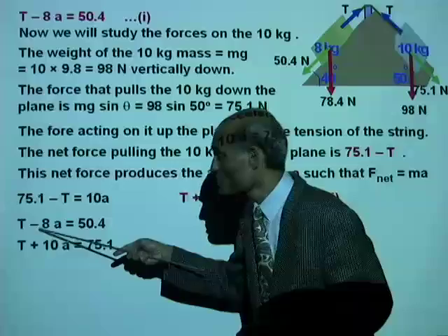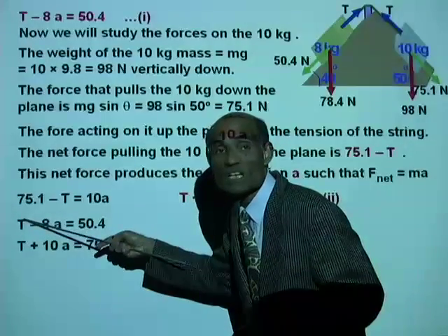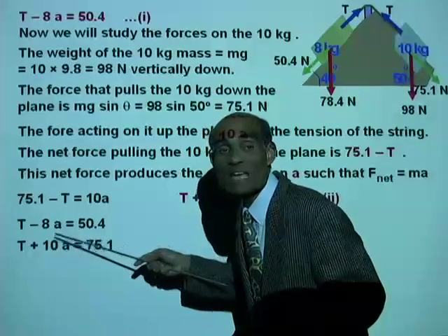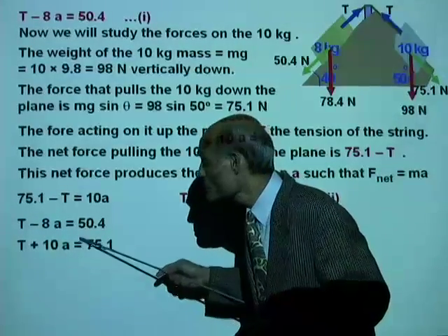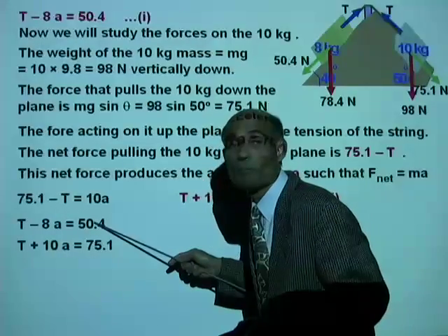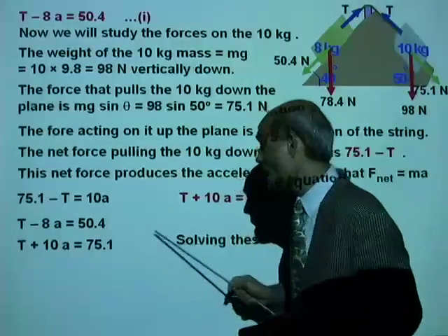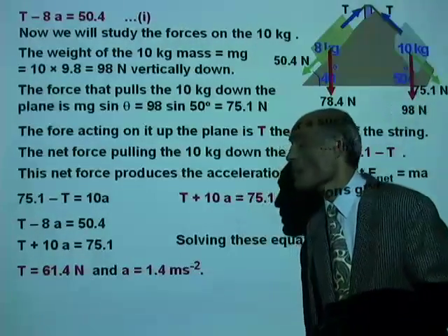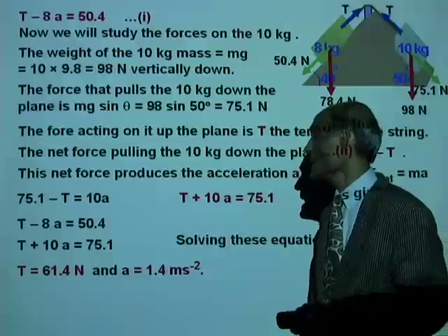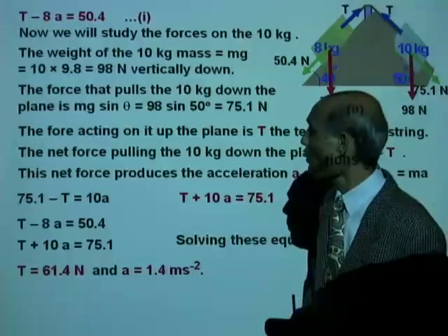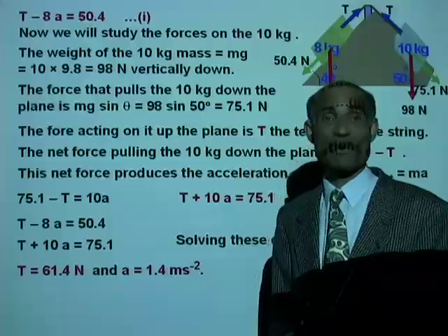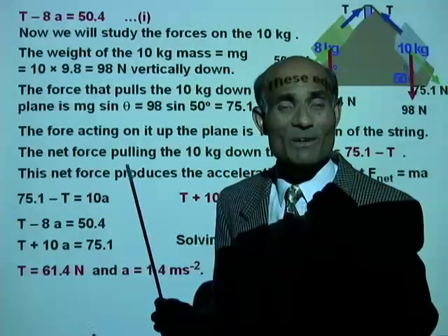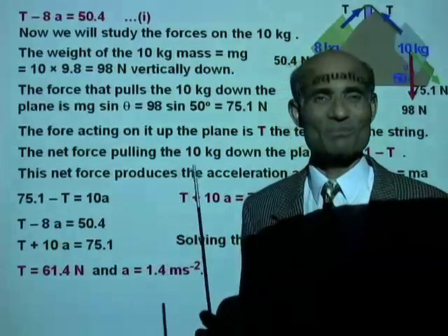Alright? This is what I did. T minus T equal to 0. 10A minus negative 8A is 18A equal to 75.1 minus 50.4. And solving that gives you T equal to 61.4 Newton and A equal to 1.4 meter per second squared. Now, these kind of problems are rather simple now, and you must be able to do these kind of problems.